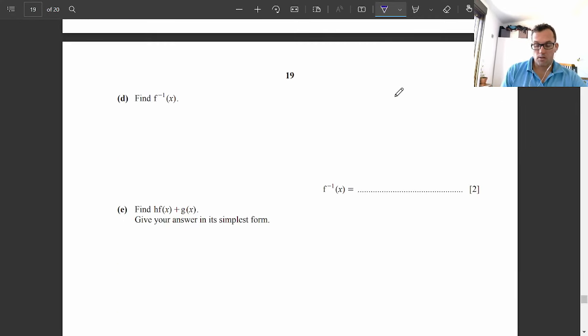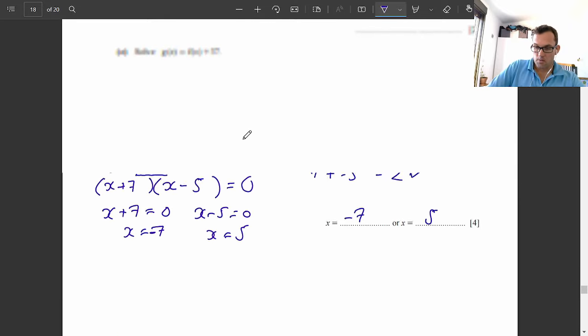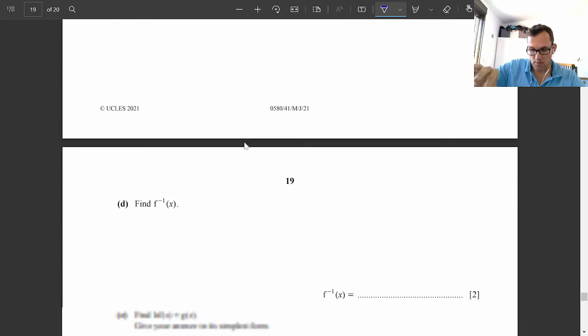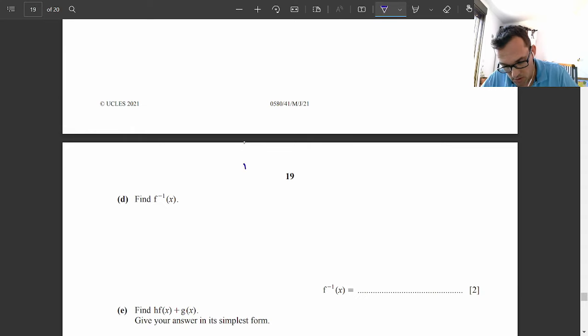Question D. Things are starting to heat up. The inverse function of f. So again, there's two ways of doing this, right? This does not mean f to the power of 1, where you've got the function of f over 1. Okay, don't do that. That's a mistake. People did that. That's wrong.